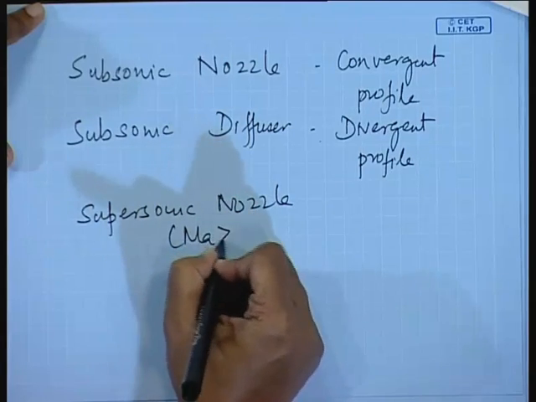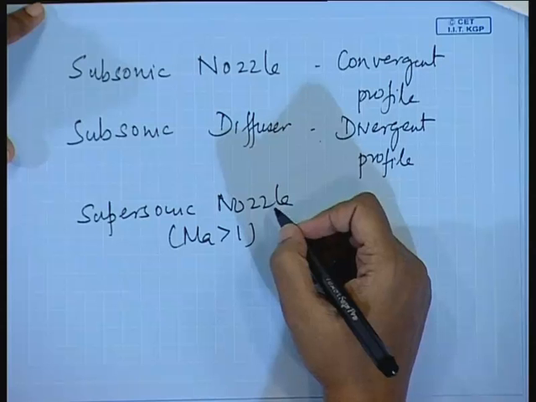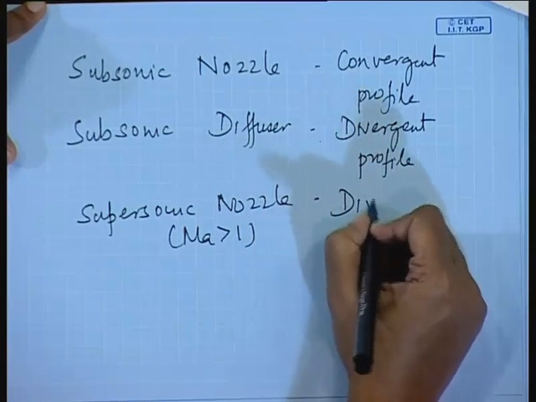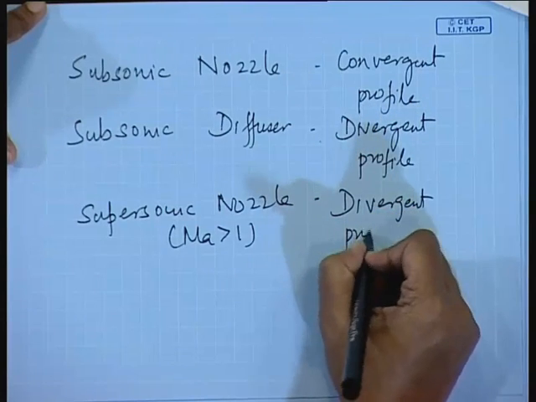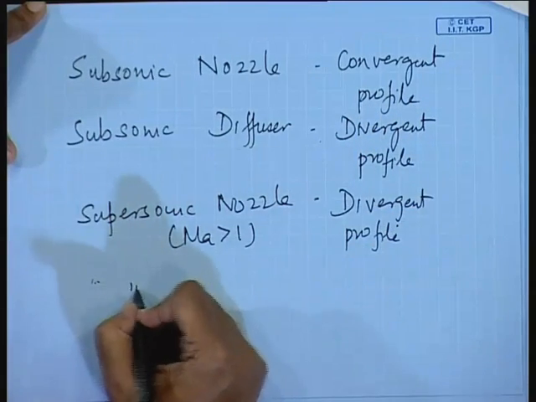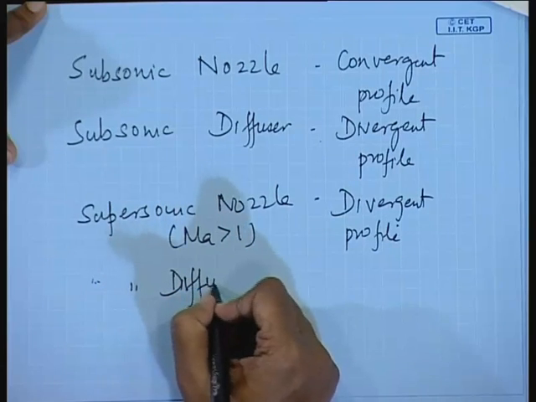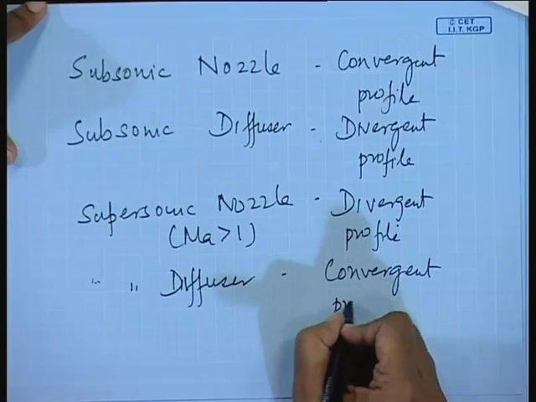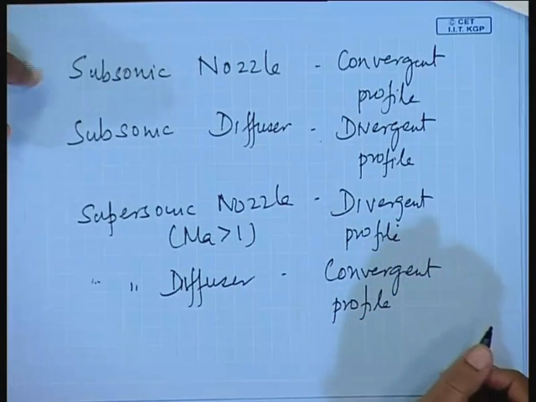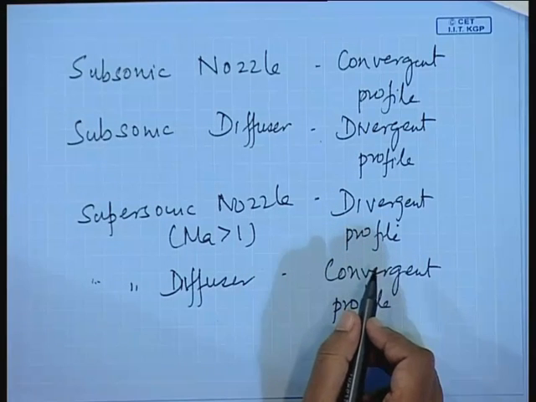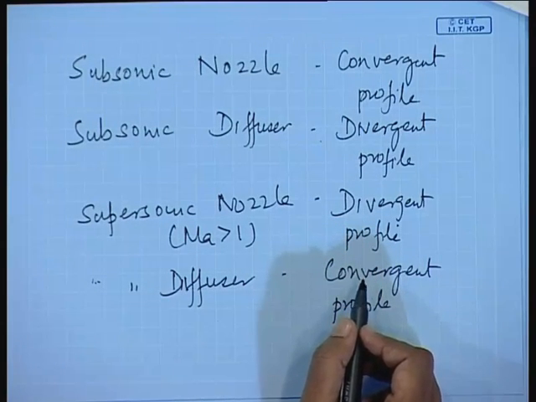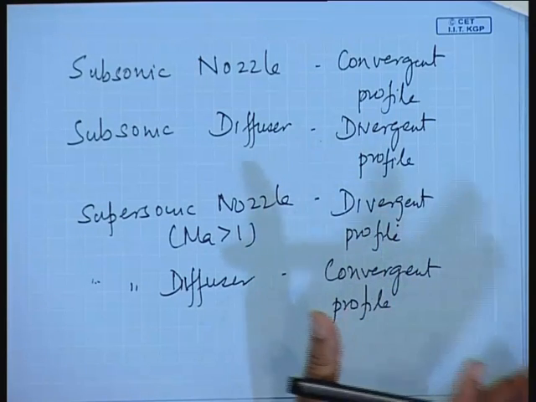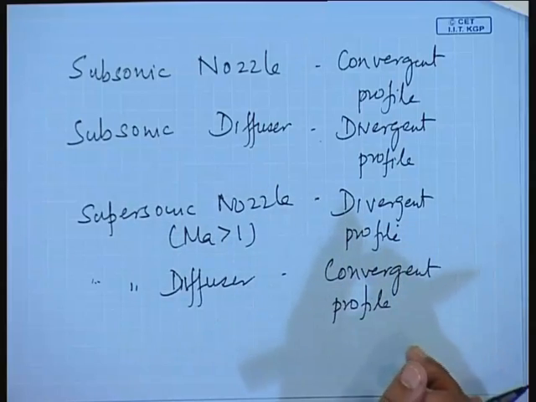that means for Mach number greater than 1, we find that the effect is just opposite. We find that a supersonic nozzle has a divergent profile and a supersonic diffuser has a convergent profile. And this divergent nozzle to produce supersonic flow is very frequently used in missiles and launch vehicles. In aerospace we use it; we as chemical or mechanical engineers do not come across this particular situation.